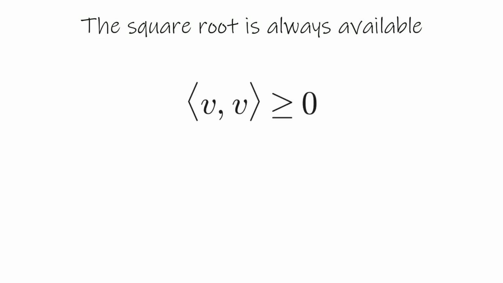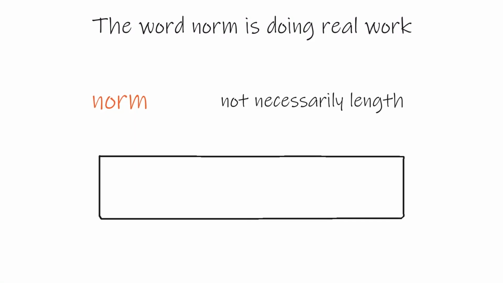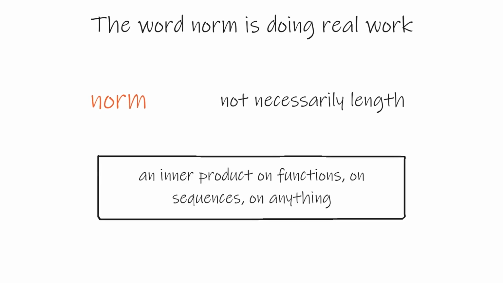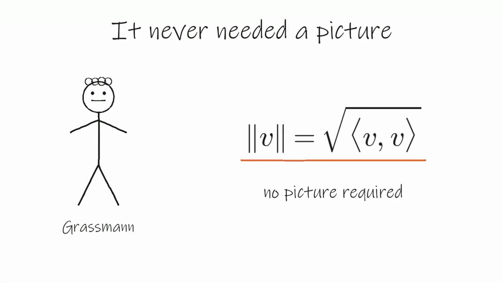That square root is always available. The inner product of a vector with itself is never negative, and 0 only for the 0 vector. The word norm is doing real work. On abstract spaces, you can define an inner product whose norm has nothing to do with length. Grassmann's rules never needed a picture to begin with, and this one doesn't either.